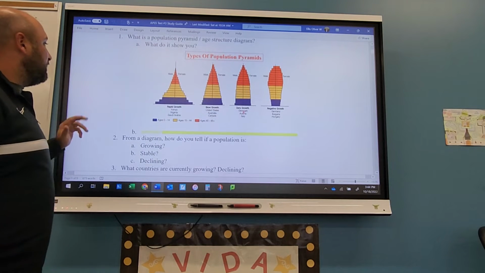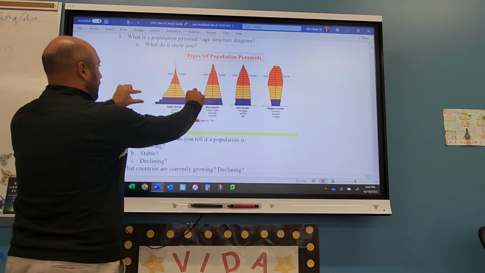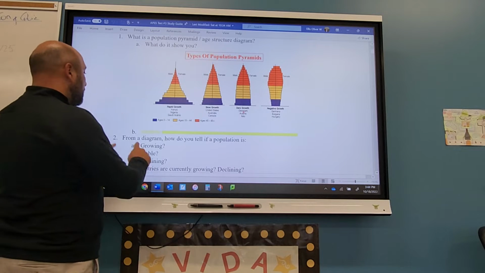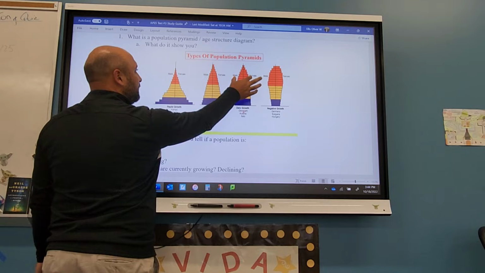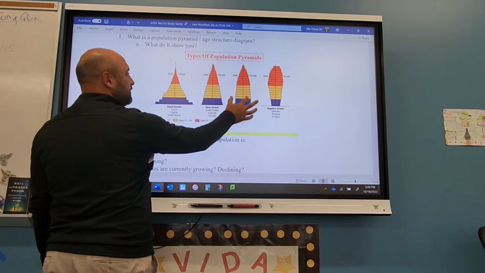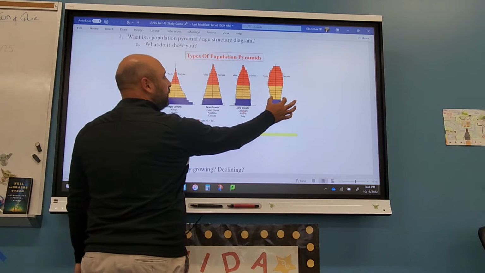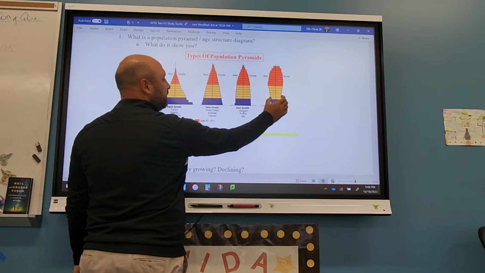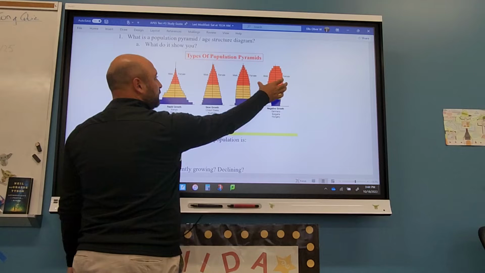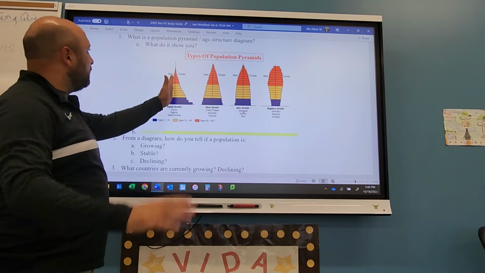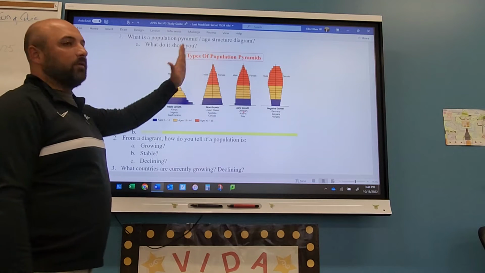Now, from a diagram, how do you tell the population is growing? Because that wider base tells you that it's growing. How do you tell if it's stable? If the reproductive and pre-reproductive ages are about the same, okay? And then declining if your pre-reproductive group is much smaller than your reproductive group. All right, everything's measured from the middle out. Males on the left, females on the right.